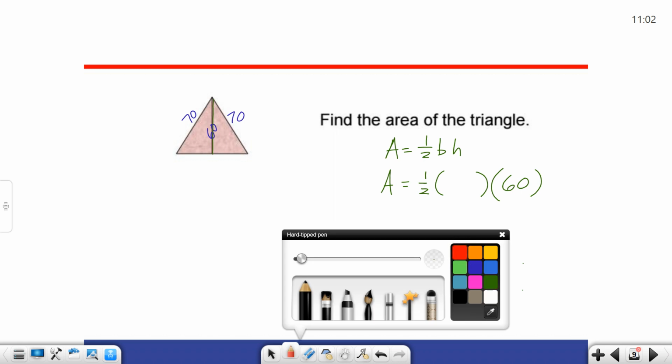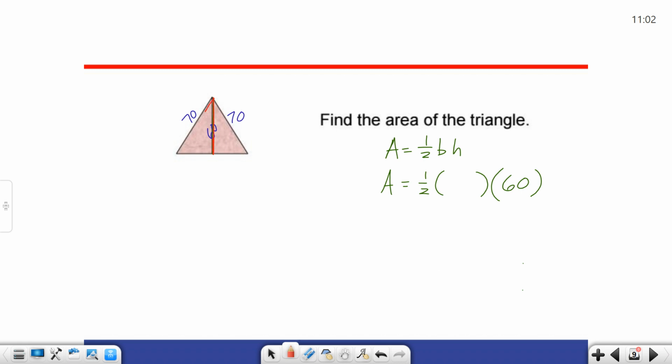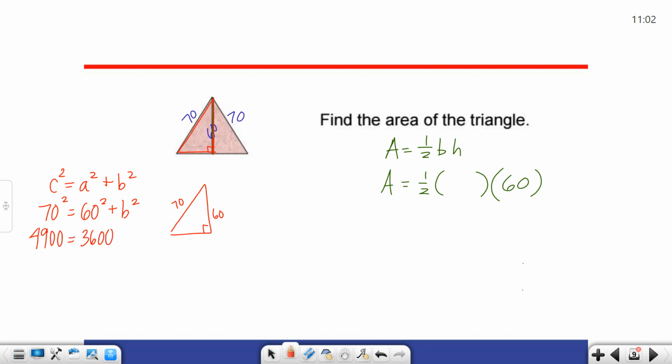So I'm going to take this little triangle right here, just this one. If I take that red triangle, this is 60 and this is 70. It's a right triangle, right? So this is c squared equals a squared plus b squared. C is the 70. So this would be 4,900. This would be 3,600. Going to move this over. And I'm going to take the square root of it.